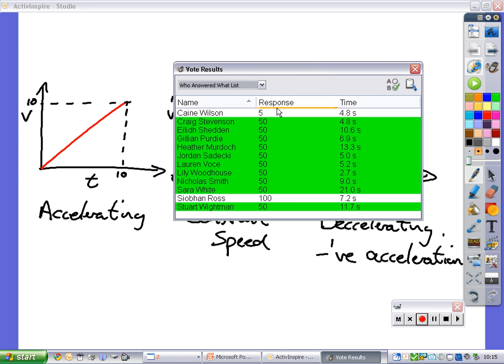Okay, Siobhan, why 100? Because I thought it was just 5. I thought it was total distance travelled. Yep, you're right, it's total distance travelled. But this object's starting off at 0 and accelerating up to 10 metres per second over 10 seconds. So it's not going at 10 metres per second for 10 seconds. It's getting to 10 metres per second after 10 seconds.